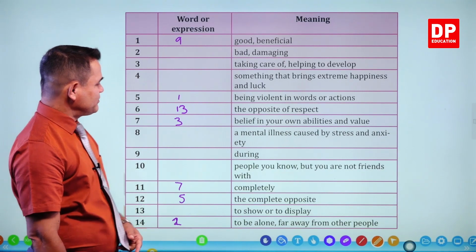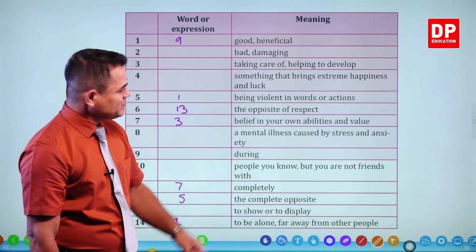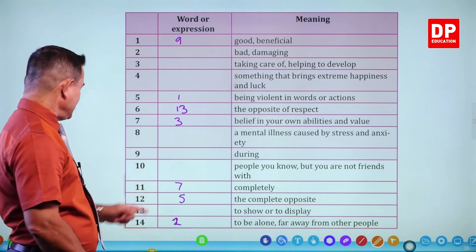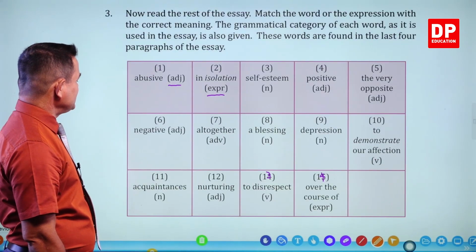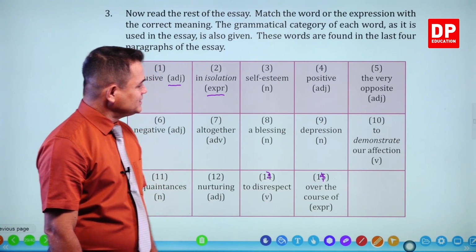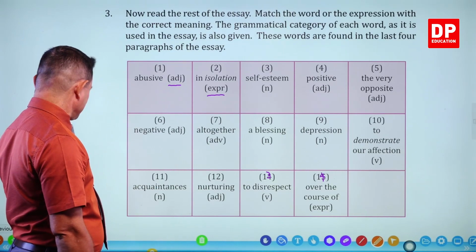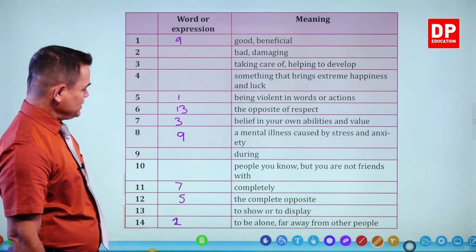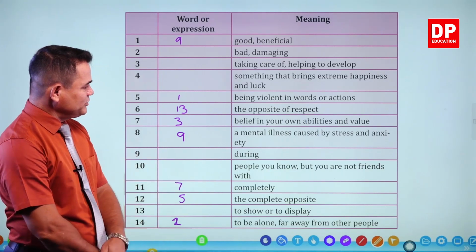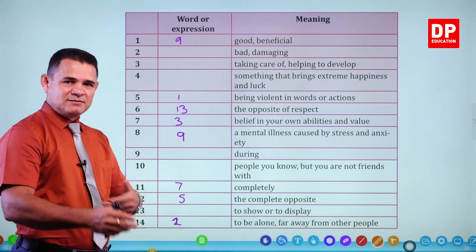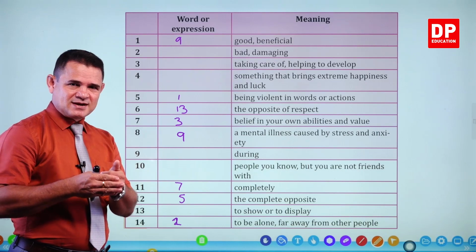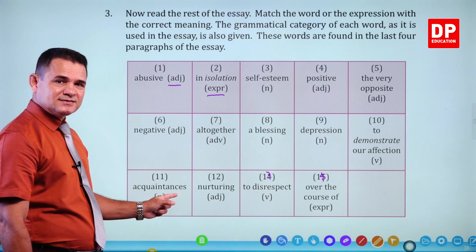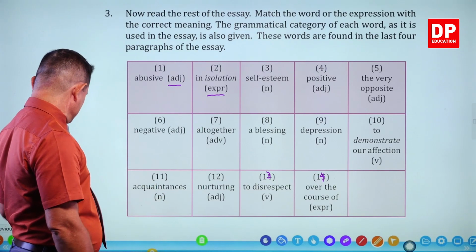And what are the words now remaining? A mental illness caused by stress and anxiety, that is depression, number 9. Now what are the words remaining? During. People you know but you are not friends with, not that friendly. That sort of meaning you found in acquaintances, number 11.